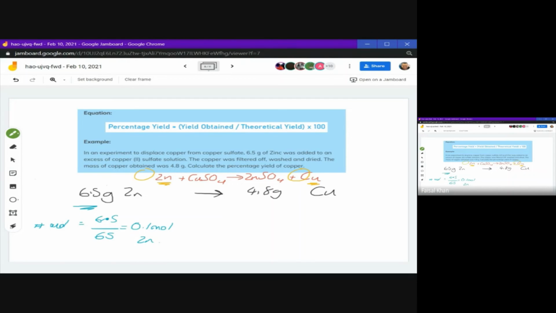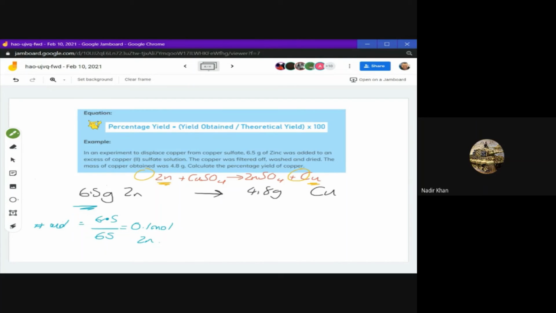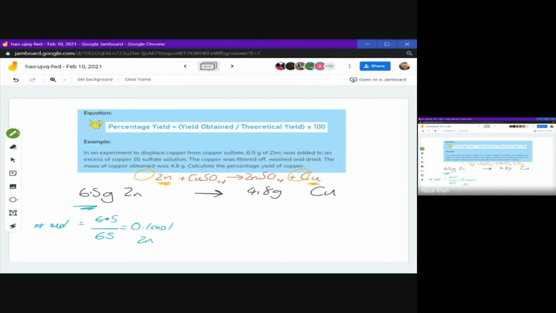If 1 atom of zinc forms 1 atom of copper, what does 1 mole of atoms of zinc form of copper? 1 mole. How can it form 0.1 moles? Oh, you're looking ahead, aren't you? You're looking ahead, Ahmed. So you're right. 1 mole of zinc would form 1 mole of copper. So in Wonderland, Ahmed, 0.1 mole of zinc would form 0.1 mole of copper. Tell me that you're okay with that.